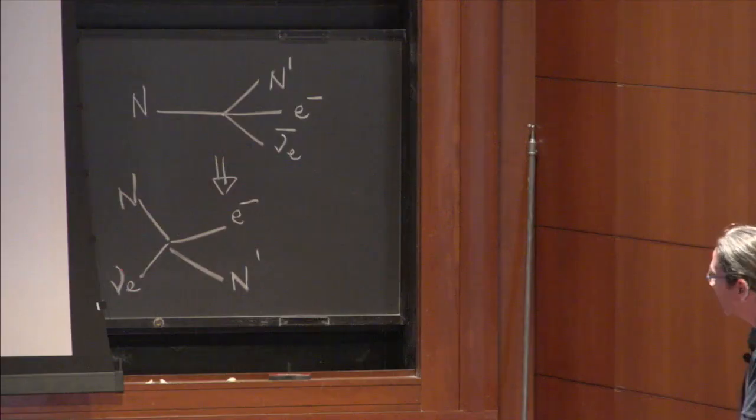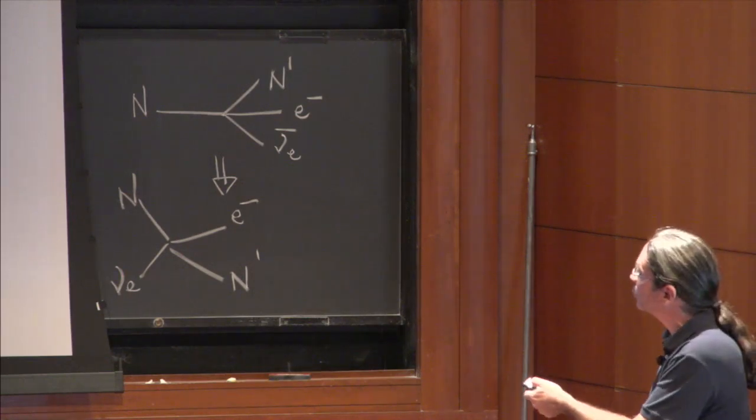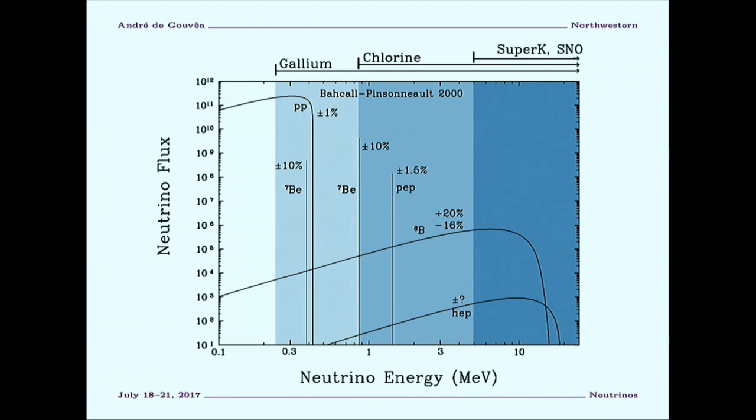And this is what people set out to do. And actually, the first two experiments, this chlorine experiment, they decided to do something different, which is instead of looking for the electron, you looked for the nucleus that you're producing. So the idea for the experiment is very simple. You take a lot of chlorine, you put it deep underground when you're very far away from cosmic rays and other radiation and stuff, and then you wait for a solar neutrino to come in and convert a chlorine nucleus into argon, it turns out.